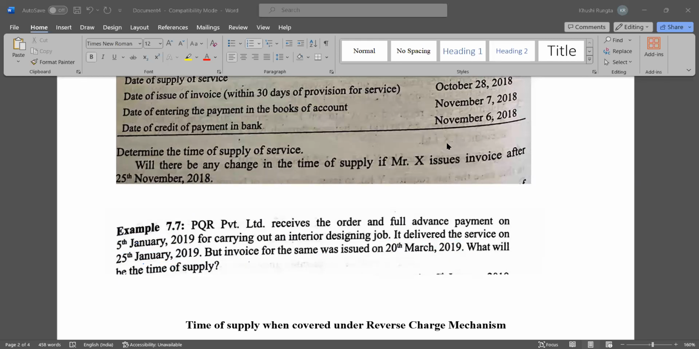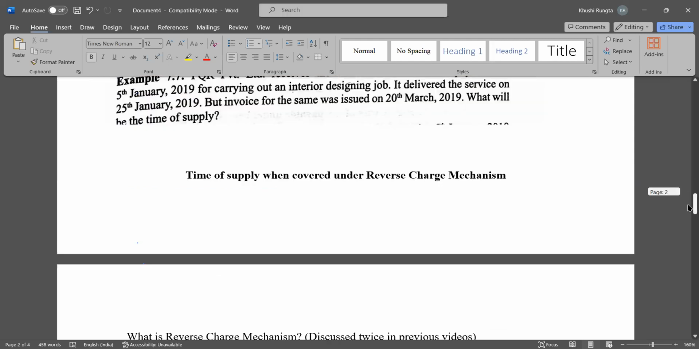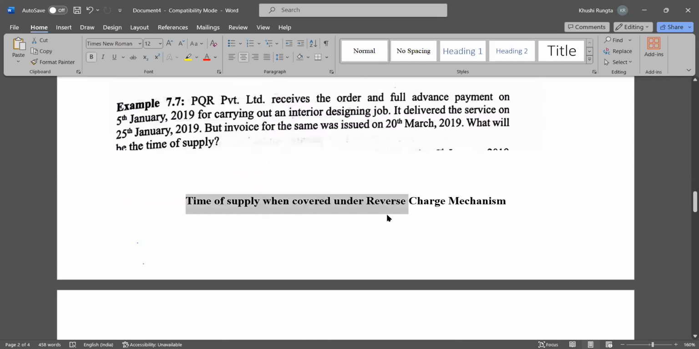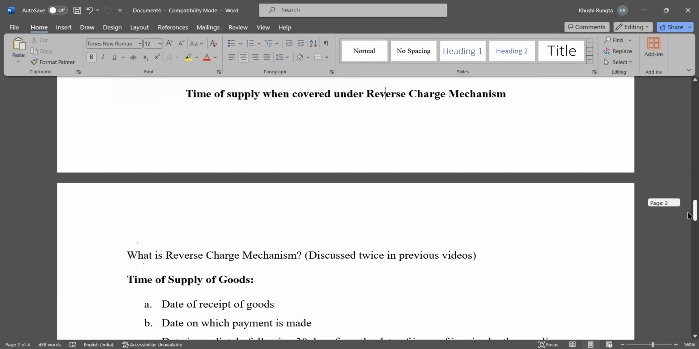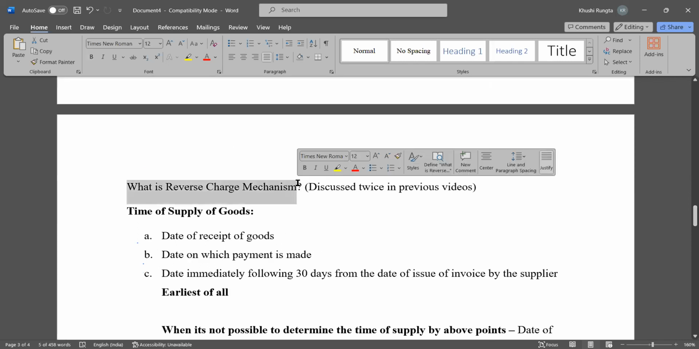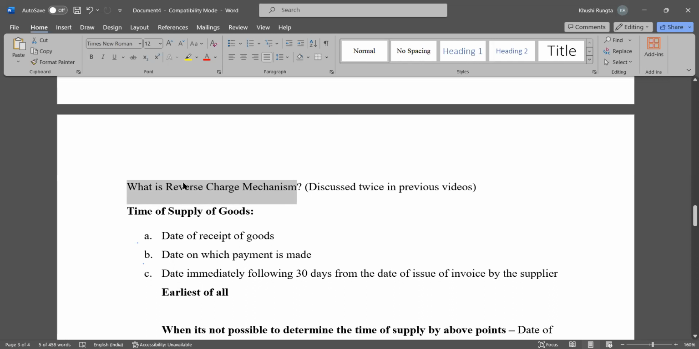Now, next. Now we have completed what? The default rule for both the time of supply for goods and the time of supply of services. Now, coming to the next topic. We have time of supply when covered under reverse charge mechanism. What is reverse charge mechanism? I guess it is clear for you all as it was discussed twice in my previous video. Reverse charge mechanism means when the customer directly pays the GST to the government.